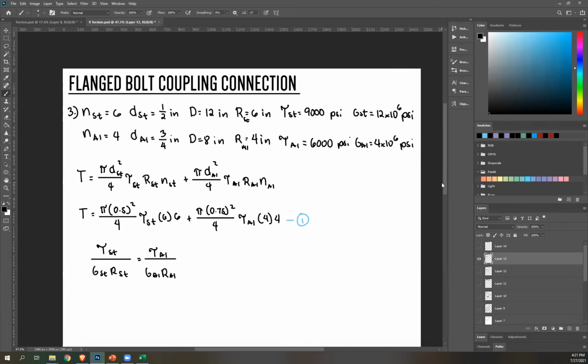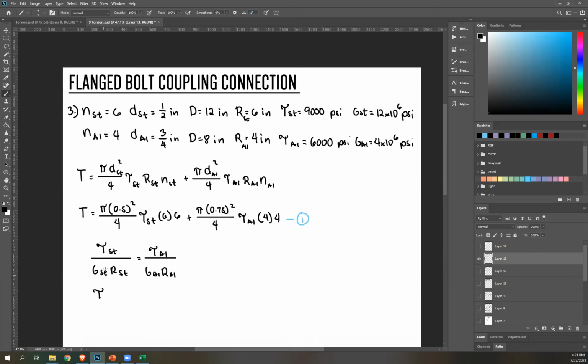Then plug in your values again. Shear stress is unknown. We can't get that yet. So it will become shear stress multiplied by this. So GAL is 4 times 10 raised to 6. Right? And then RAL is 4, equals shear stress in the aluminum times GST RST. GST is 12 times RST, which is 6. There. And then let's simplify further, right?